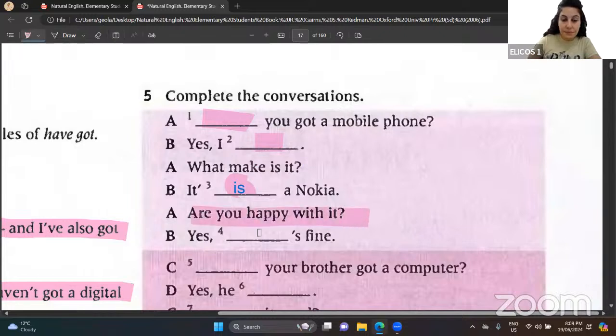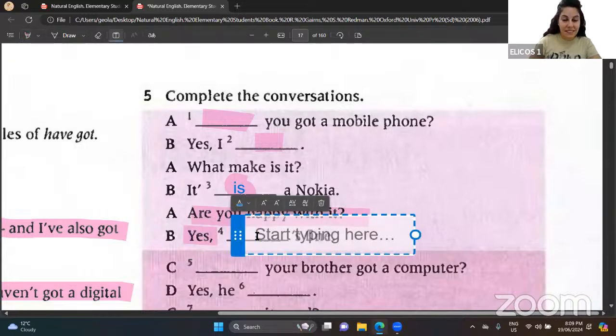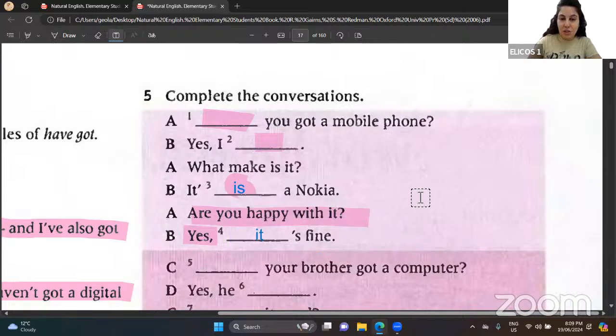Yes. It's fine. So you don't repeat the object. If it's singular, you say it. If it's plural, you would say they. So this is singular. Yes, it's fine. So this it means the phone. It's referring back to the phone. Yes, it, the Nokia, is fine. It's good.